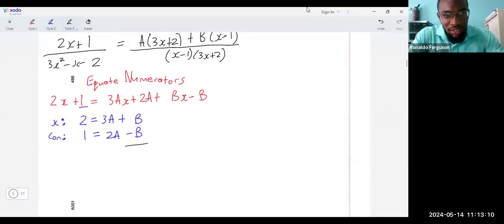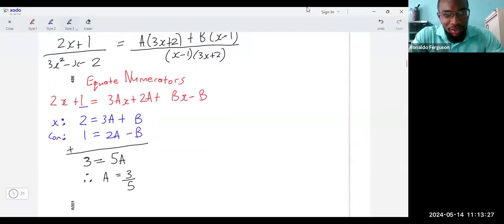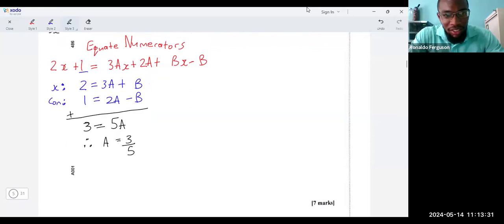What I'm going to do is add the two equations. 2 plus 1 is 3, 3a plus 2a is 5a, and b minus b cancel. So therefore, a is just going to be divided by 5, that's 3 over 5. Now, once we get a is 3 over 5, we can substitute now to find b. I'm going to sub in the second equation.